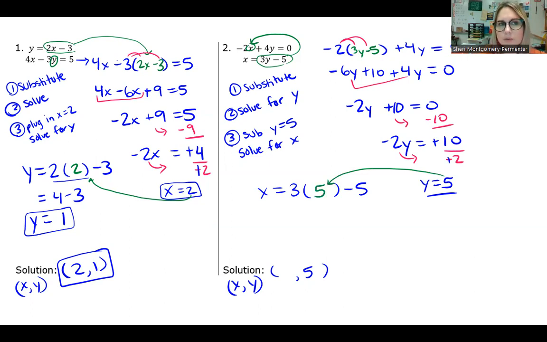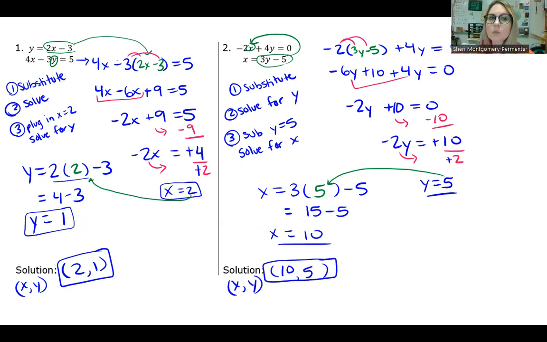What is 3 times 5? 15. What is 15 minus 5? 10. Very good. So this is my x. My x equals 10, so I can plug it in here. That is my solution. The x and the y.